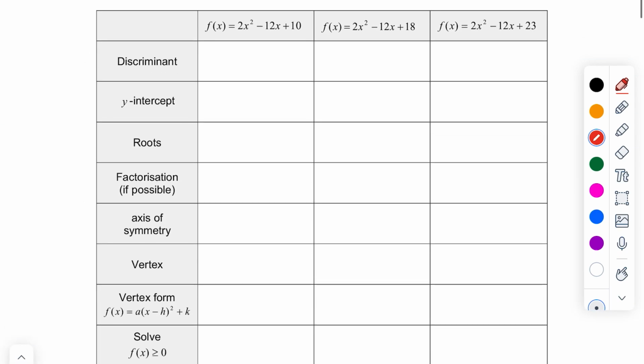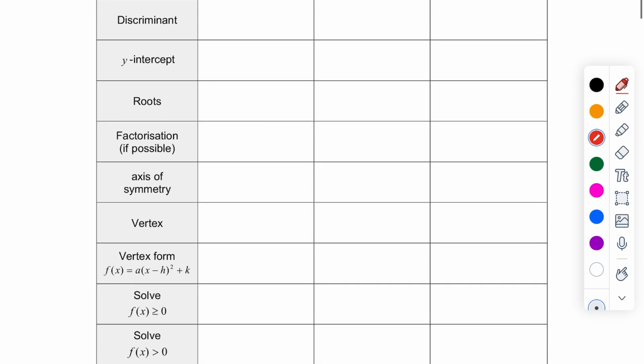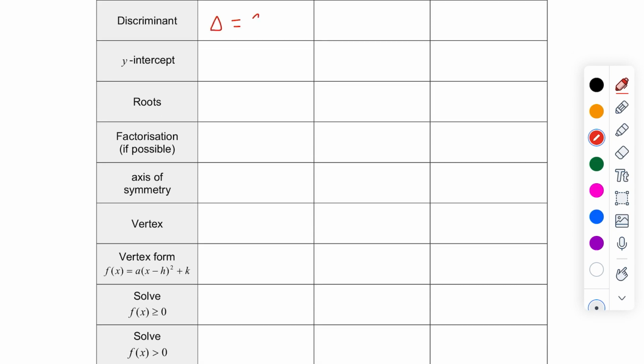Now coming to question number 3, find the value of discriminant, use b square minus 4ac. So I'm directly writing the answer over here. It will be equals to 64, for this equals to 0, for this equals to negative 40. Use the discriminant formula b square minus 4ac for each. Y-intercept means plug in x equals to 0, so you get 10, 18 and 23.